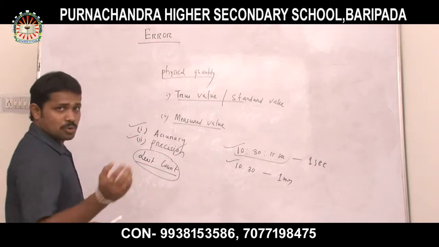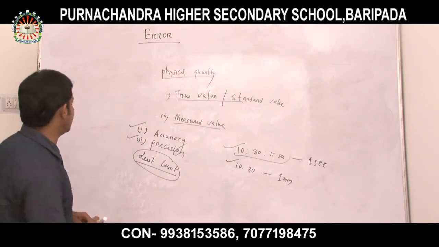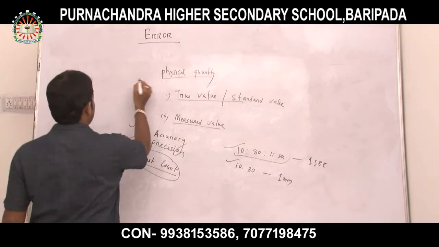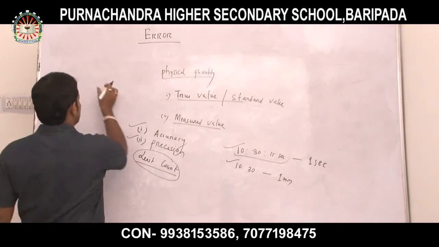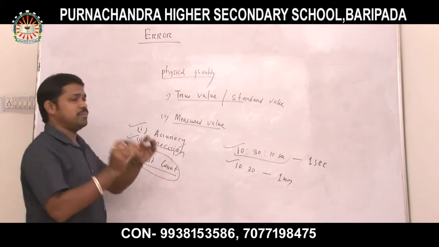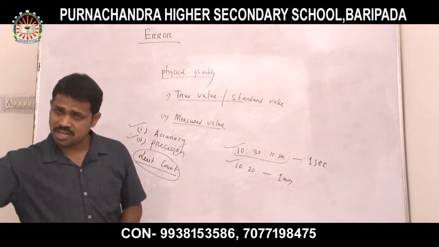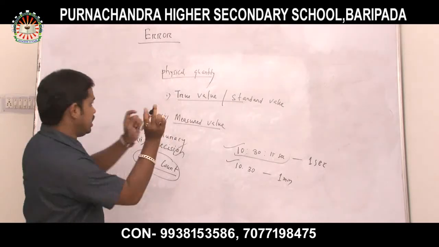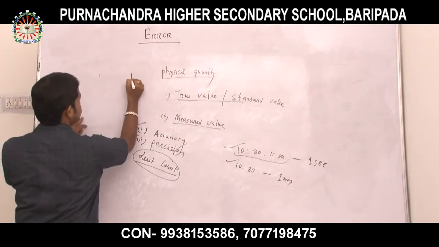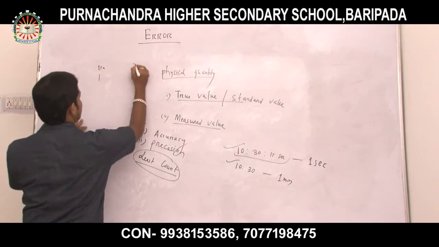For example, you can take a scale. Suppose a 30 centimeter scale. The scale is giving 30 centimeter. So 1 centimeter, 2 centimeter, 3 centimeter, 4 centimeter, up to 30 centimeter. Suppose this is 1 centimeter, this is 2 centimeter.